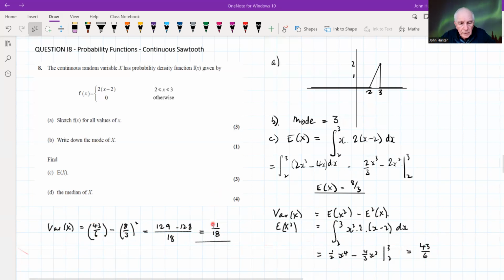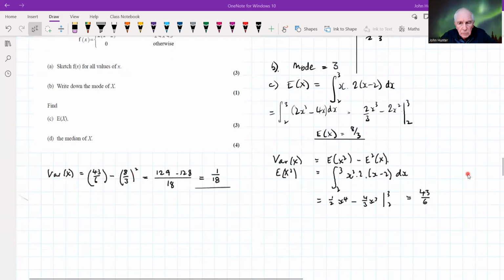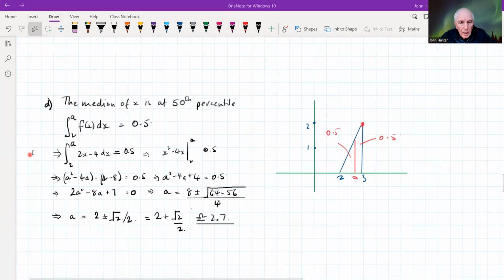Okay, so that was a bit of extra. The last part says, find the median of x. And what do we mean by the median of x? Well, the median of x is the 50th percentile, isn't it? So we have to do a bit of integration again. We choose a point A. We want the value of A such that this area between 2 and A is equal to 0.5. So it's quite simply that equation there.